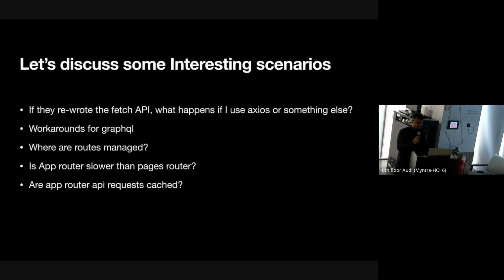So these are some interesting scenarios that I got into. The first interesting scenario was, if they rewrote the fetch API, what happens if I use Axios or something else? How many of you use Axios in daily life? Raise your hands, right? So the thing is, if fetch API caches everything by default, what will Axios do? Right? Because most of us think that Axios is built on top of fetch, but that's not exactly true. So even if you use Axios or something like GraphQL, it will just behave normally like a Next.js pages router thing, something like that.